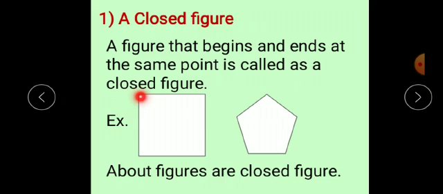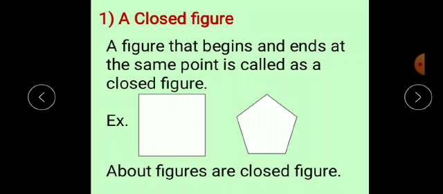If we start drawing the square from this point, then standing line, sleeping line, standing line, sleeping line, again we reach the same point. Means what? A figure that begins and ends at the same point is called a closed figure. Means this square is a closed figure.